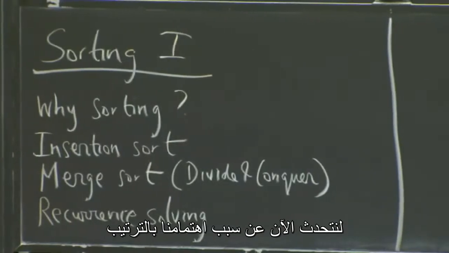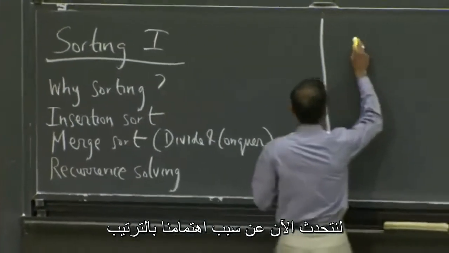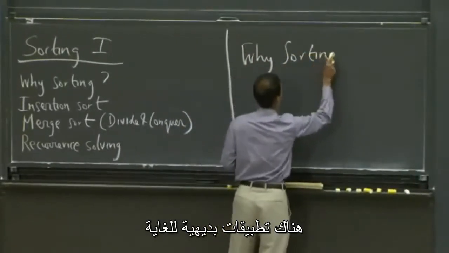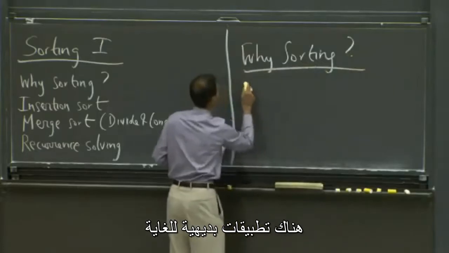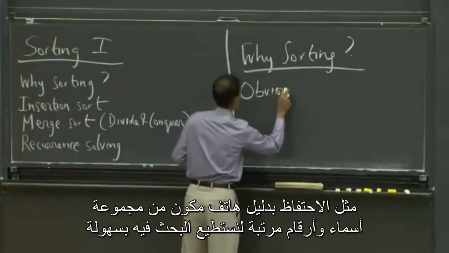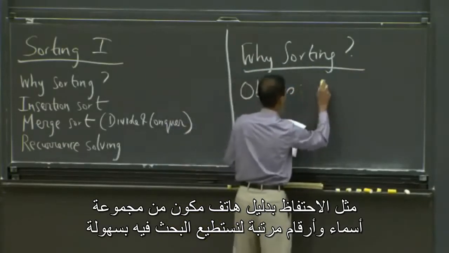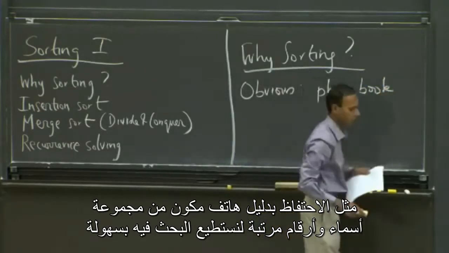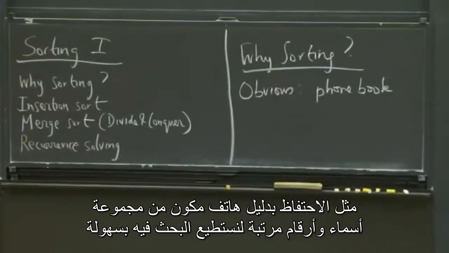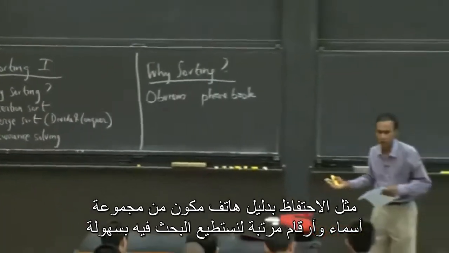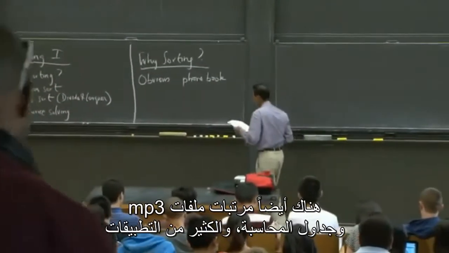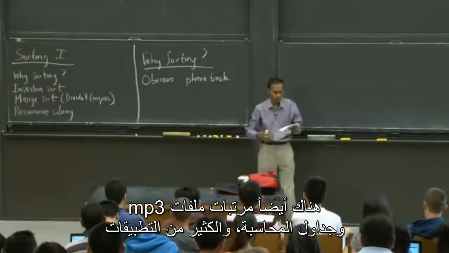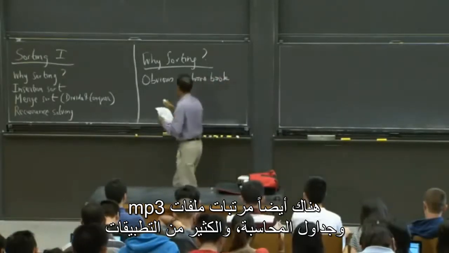So let's talk about why we're interested in sorting. Now, there's some fairly obvious applications, like if you want to maintain a phone book, you've got a bunch of names and numbers corresponding to a telephone directory, and you want to keep them in sorted order so it's easy to search, MP3 organizers, spreadsheets, etc. So there's lots of obvious applications.